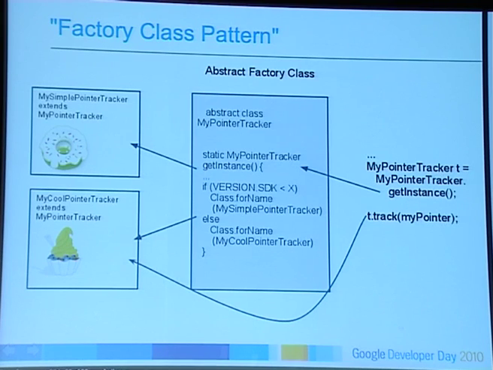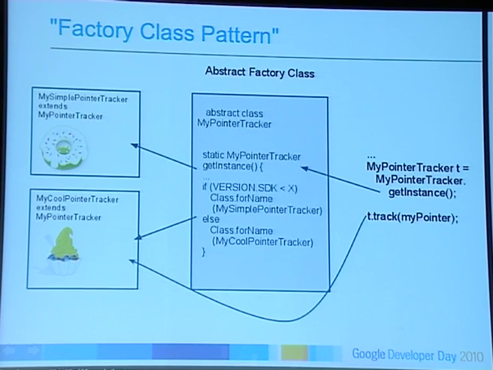So in my example here, I have a pointer tracker class. I called it my pointer tracker. It's an abstract class, and it would define some abstract methods for things I want to do, like track my pointer. It would also have a static method, which is getInstance. And so I would implement this in the abstract class, and I would query the SDK version. I would compare the SDK version with whichever threshold I need for this API. And then I would, at runtime, instantiate the simple pointer tracker or the cool pointer tracker.